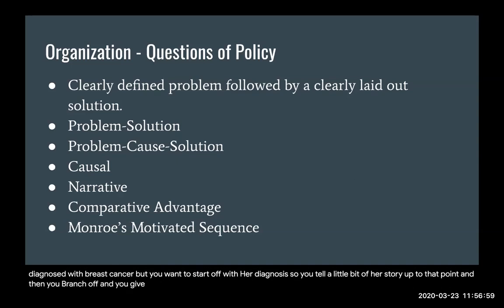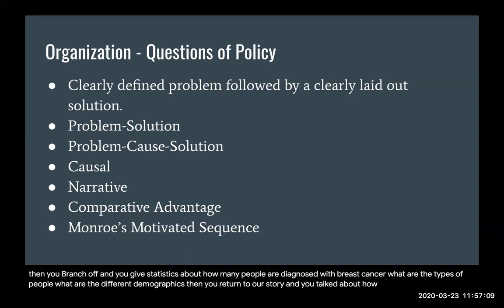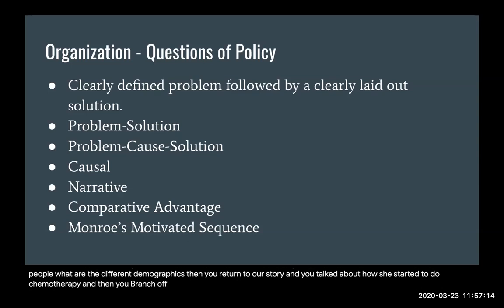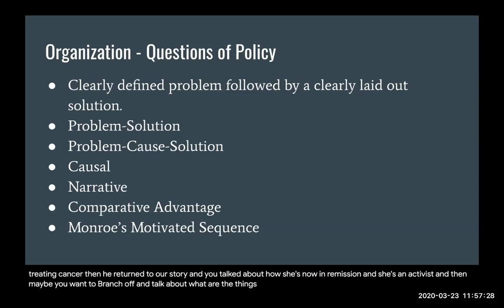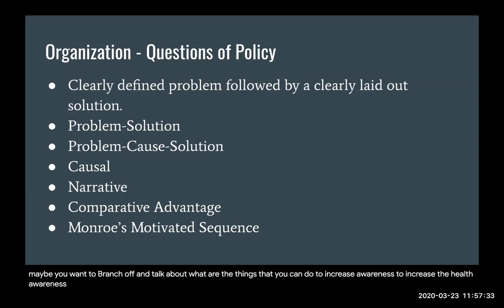So you tell a little bit of her story up to that point, and then you branch off and you give statistics about how many people are diagnosed with breast cancer, what are the types of people, what are the different demographics. Then you return to her story and you talk about how she started to do chemotherapy, and then you branch off and you give information about the different treatments and chemotherapy in treating cancer. Then you return to her story and you talk about how she's now in remission and she's an activist. And then maybe you want to branch off and talk about what are the things that you can do to increase awareness, to increase the health awareness of people around you.